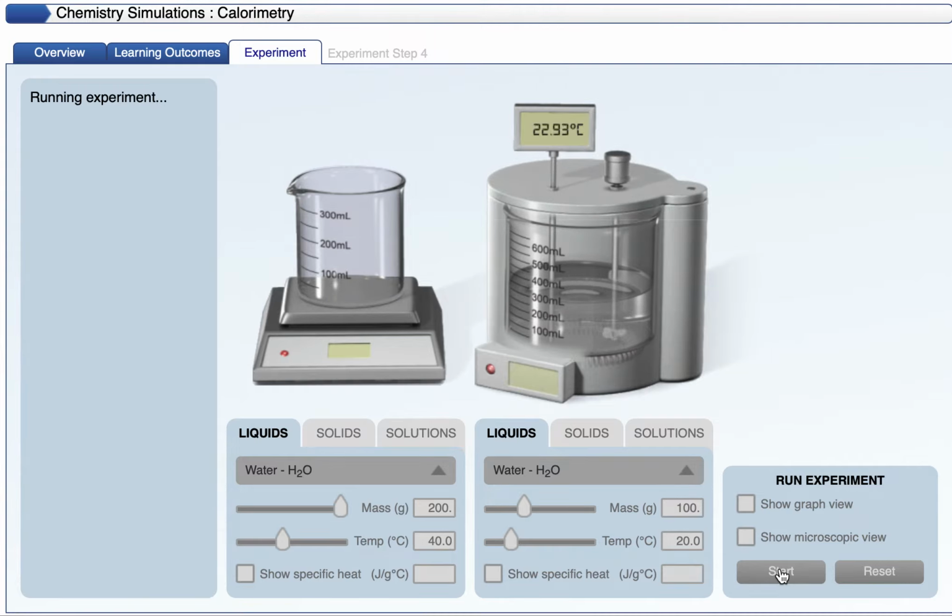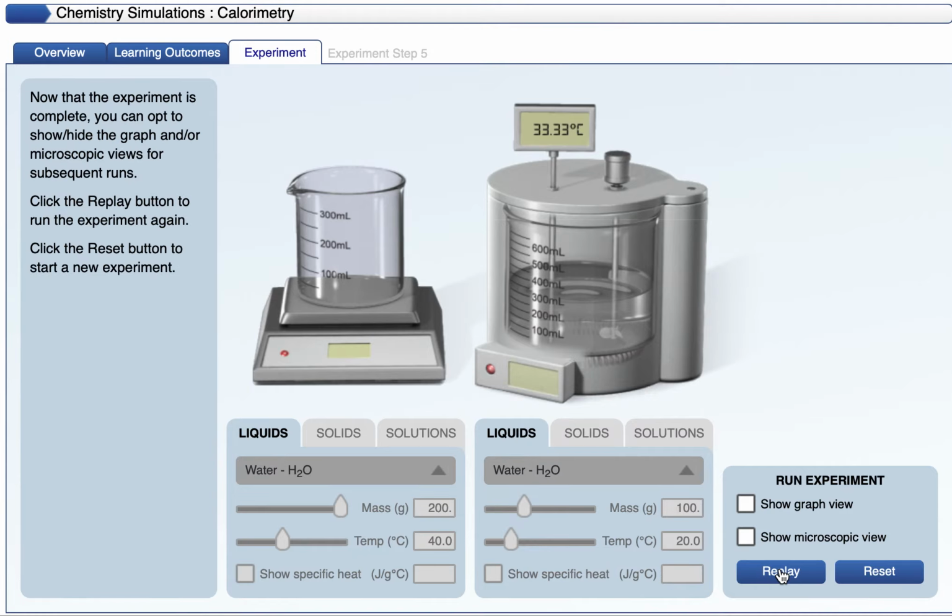So the higher temperature object is losing energy, the cooler object is gaining energy, and so we expect that the equilibrium temperature in this case is not going to be 30 degrees Celsius because you had more water that was warm compared to the cooler, and we see that the temperature is actually higher than 30 degrees Celsius in this example.